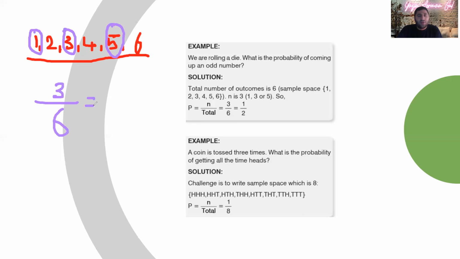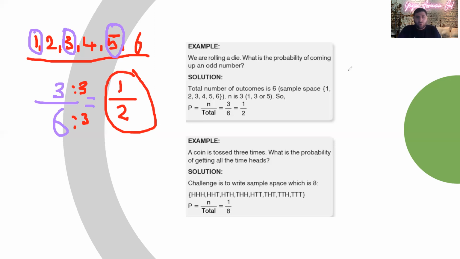Then in math, guys, it's always important that you simplify things. So 3 over 6, we divide both by 3, right? If you divide 3 by 3, guys, then 3 divided by 3 is going to be 1, 6 divided by 3 is going to be 2. So it's going to be 1 over 2. 1 over 2 as a percentage, you times this by 100, is going to be 50%.